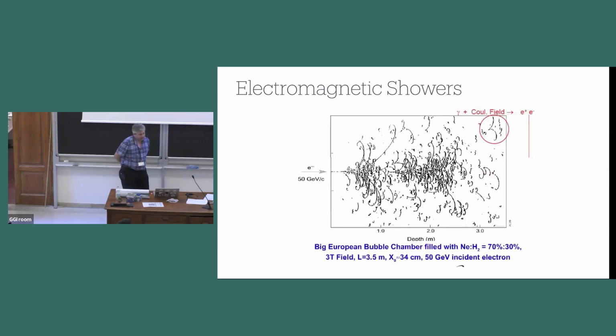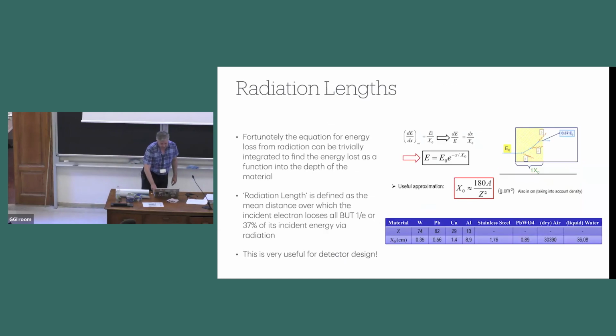So this is a bubble chamber version of this from quite some time ago. They exposed a 50 GeV electron to a bubble chamber here, and you can actually track all the different electrons and positrons that were produced in the shower, and get a nice picture of what it looks like in the electromagnetic shower.